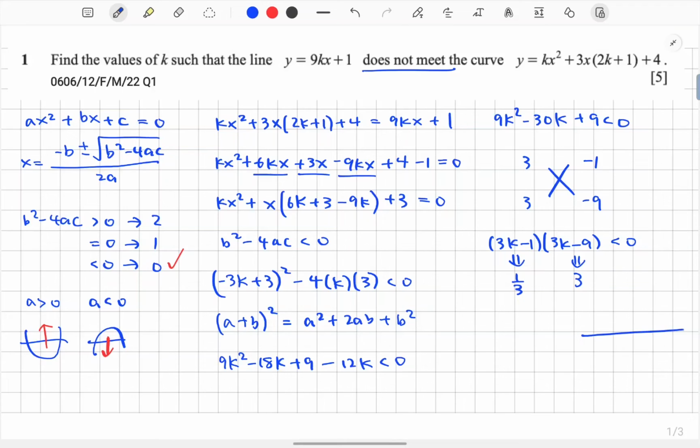So when we see a parabola, of our two values, the greater one will come here, it is 3. And the smaller one will be here, it is 1/3. In this inequality, we're looking for the part that is less than 0, which is this part. Our final answer will be k is less than 3 and greater than 1/3.